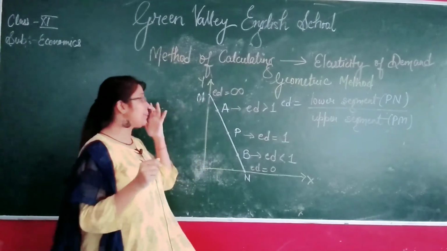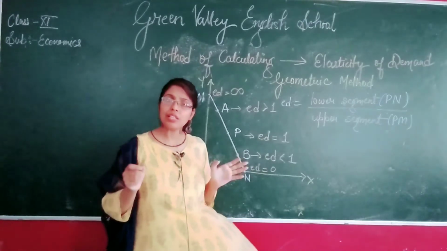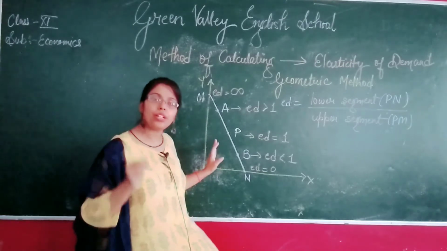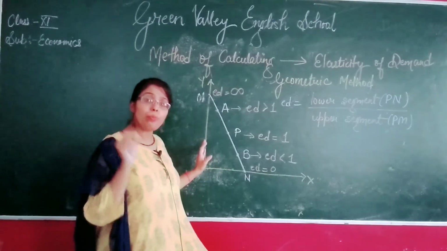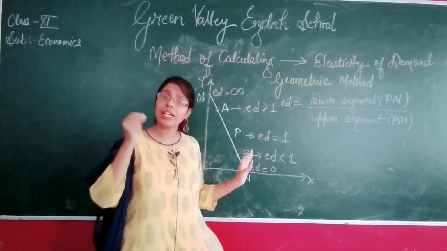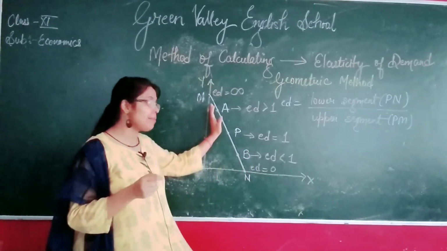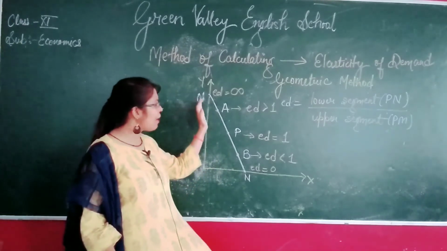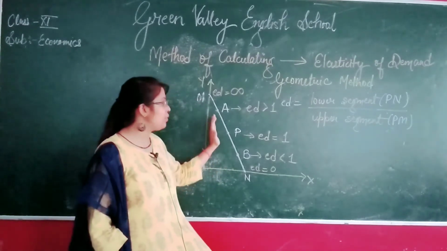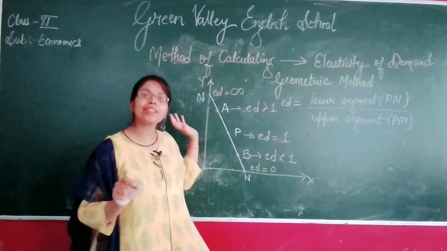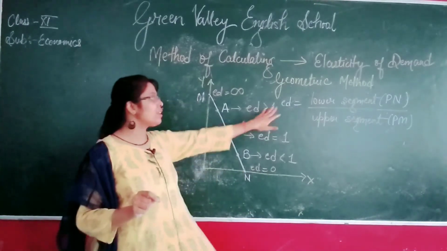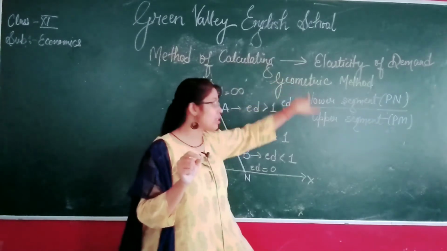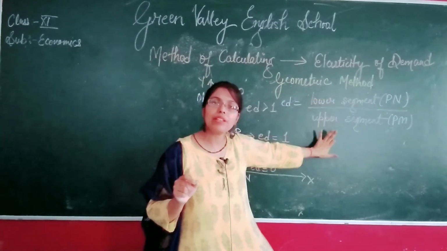So what actually is the geometric method? The geometric method states that we can measure elasticity of demand at different points on a demand curve. This is simply a linear demand curve as specified in your syllabus, where I have marked different points, and I will be showing you how to calculate elasticity of demand. So students, the formula for this is: elasticity of demand by geometric method is equal to lower segment upon upper segment.